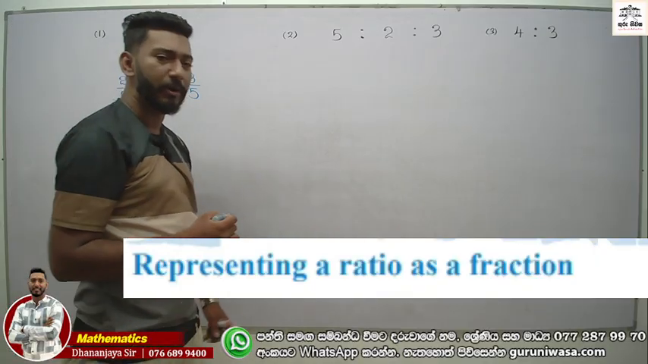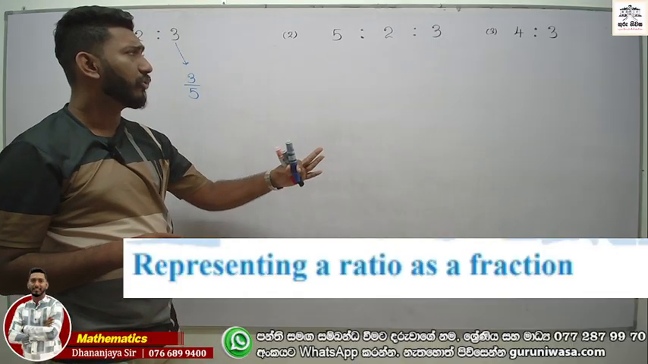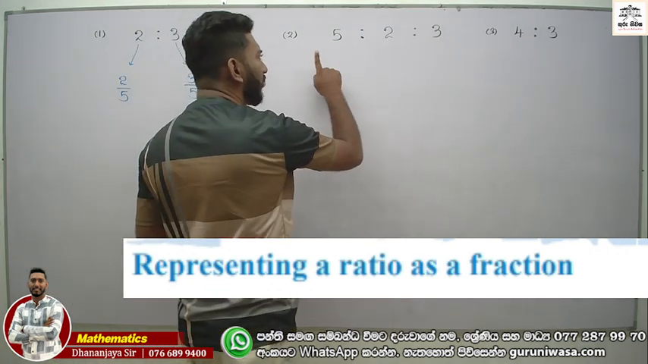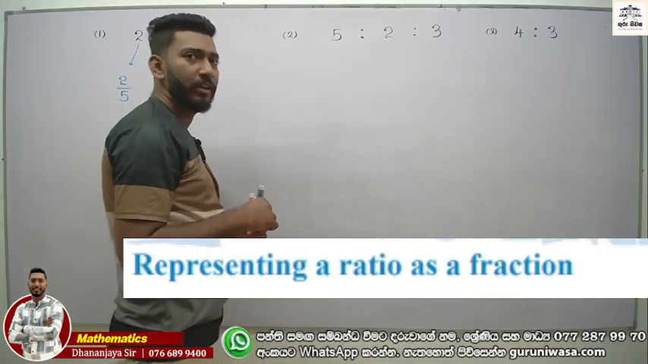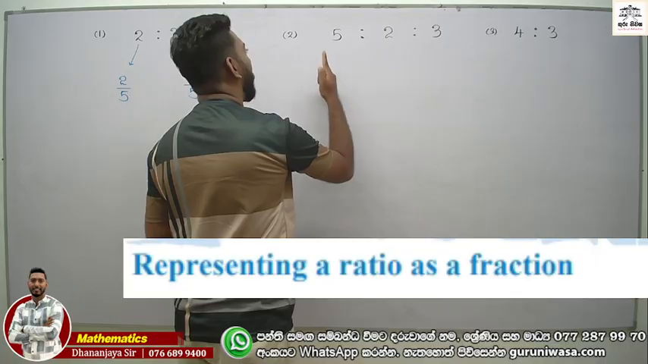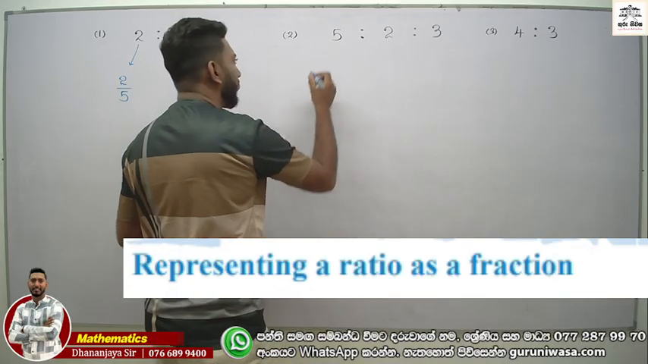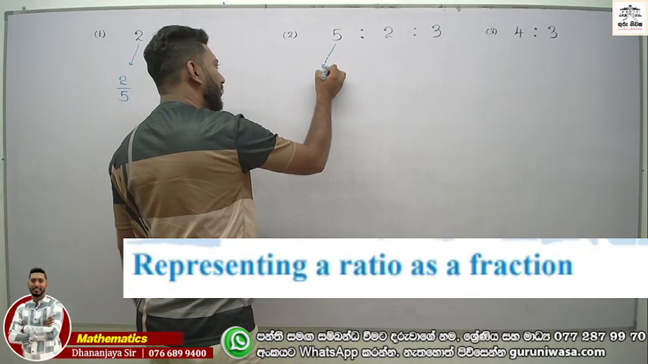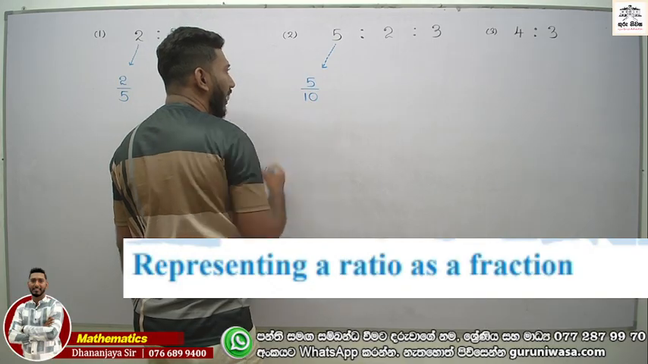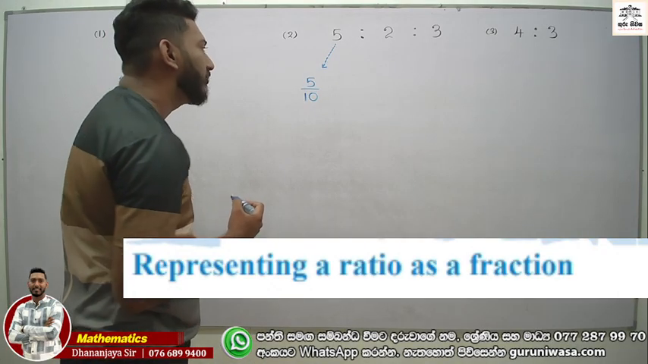Now look at the second one. Now there are three terms. 5 to 2 to 3. Now tell me what is the sum of these terms? 10. Well done. 5 plus 2 is 7, and 7 plus 3 is 10. Therefore, the first portion is 5 out of 10. Understood? Yes.